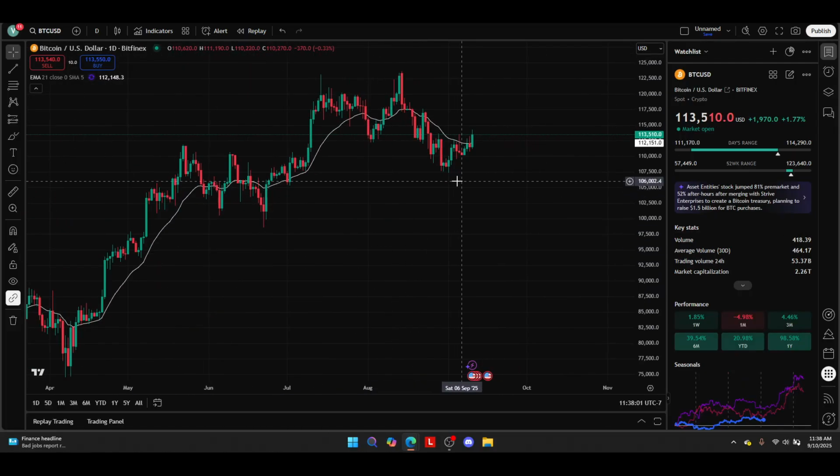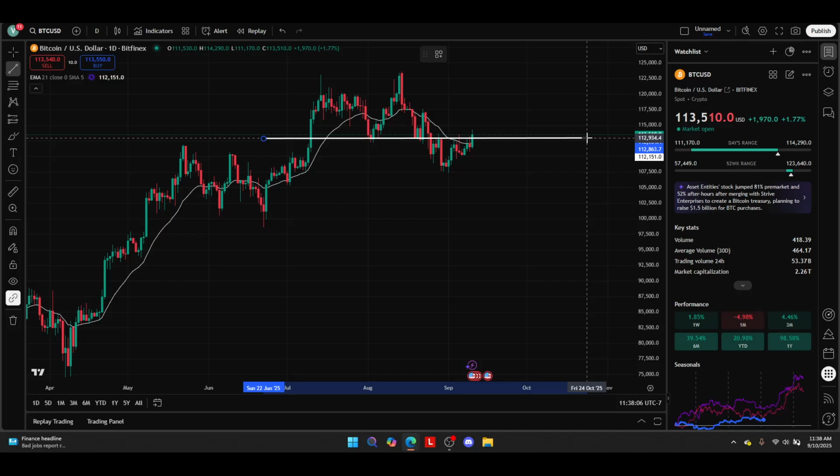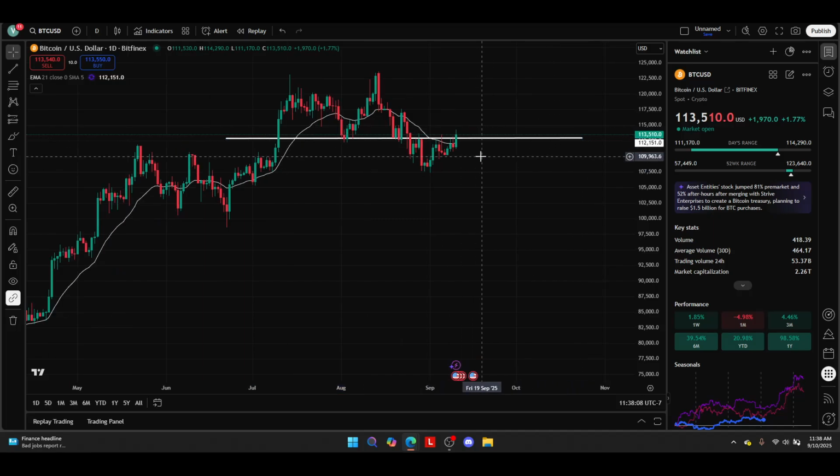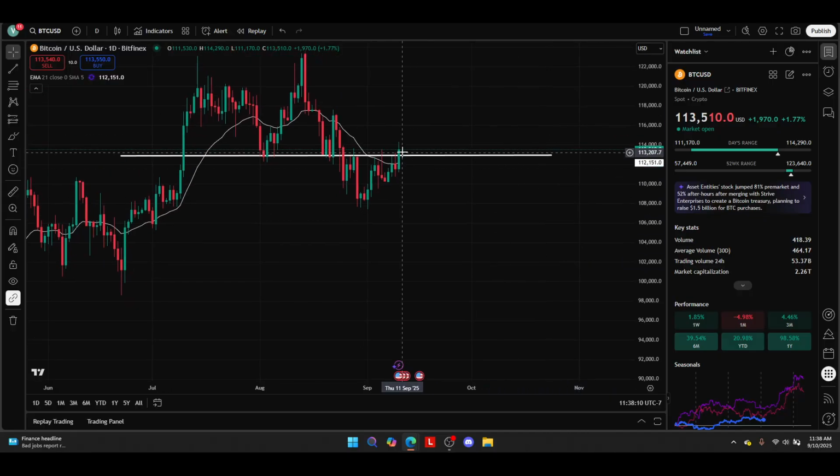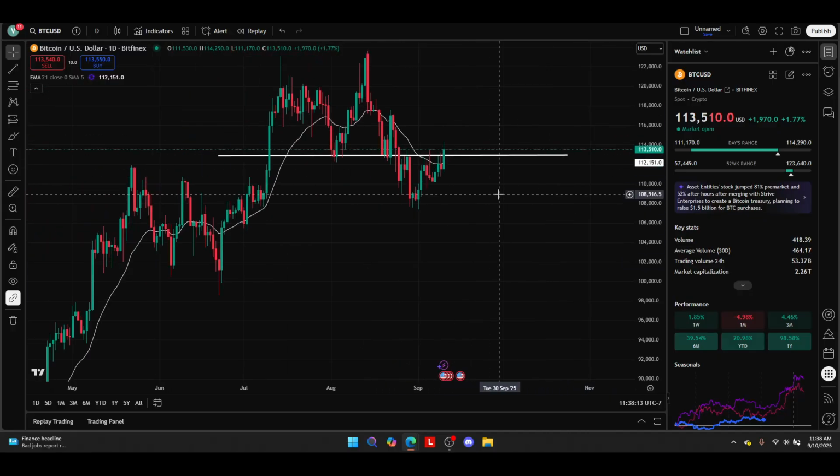Bitcoin looking sort of bullish, needs to see a strong break above 113, 112. We got a little break above it, but we need to see a strong break above it, or we'll just have a failed breakout for lower prices. So we'll see what happens.